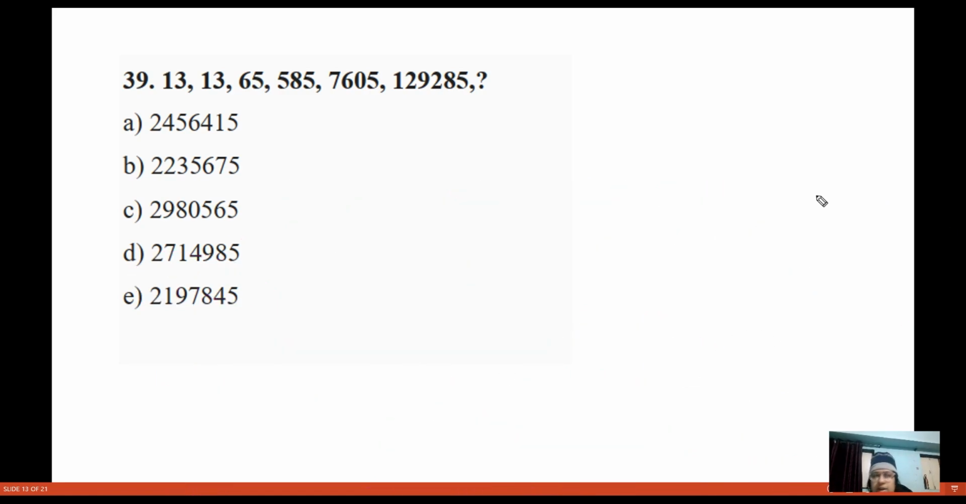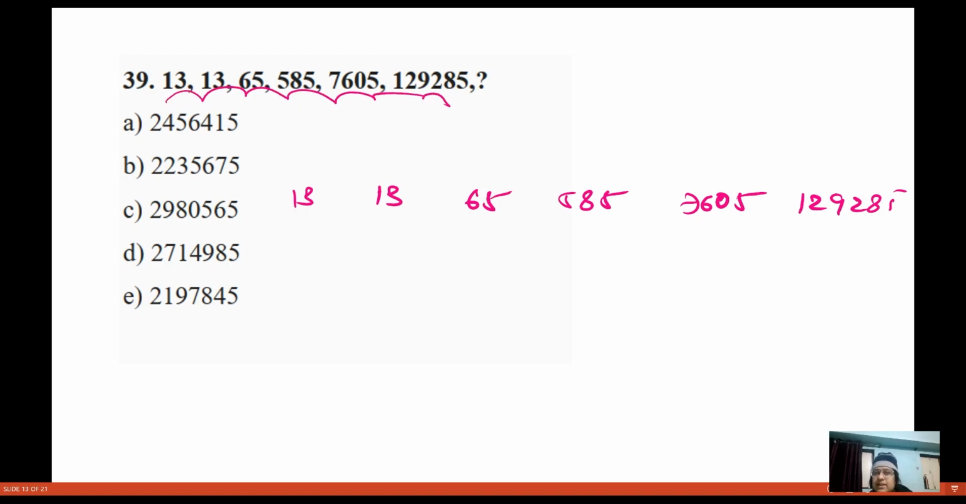In this also, once we get by what we are multiplying, that difference we have to calculate. Look at this once again, 129285. Whenever you see something is getting very large, be very confident that something is getting multiplied. I am going to get this logic. The problem is when the series is very small, then there are multiple logics applicable and you might get confused. But whenever you see the number increasing so much, you obviously know that something is getting multiplied.